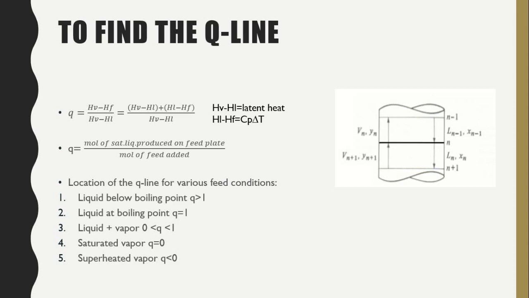For feed zones, to find Q, we need to use either of these two equations, or in some cases, the value of Q will be told. If the liquid is below boiling point, the Q will be more than 1. If the liquid is at boiling point, the Q is equal to 1. If it is a mixture which contains liquid and vapor, the Q is between 0 and 1. If it is a saturated vapor, the Q is equal to 0. And if it is a superheated vapor, the Q will be less than 0.